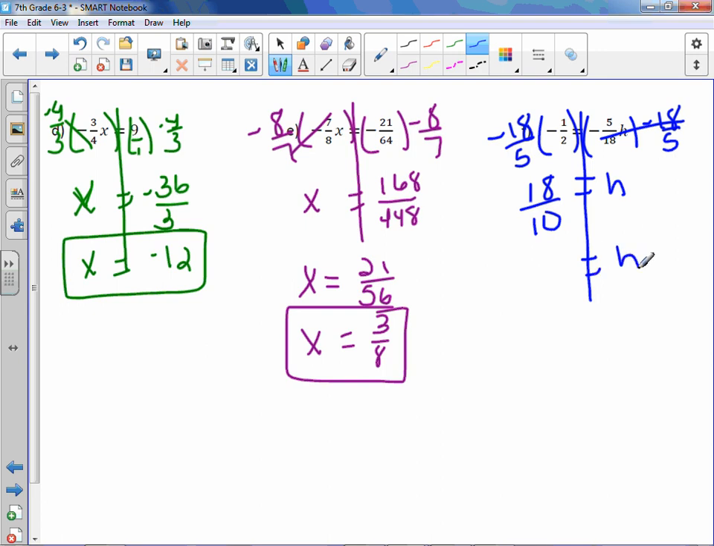10 goes into 18 once with 8 left over. And I can reduce by dividing by 2. 8 divided by 2 is 4. So 1 4/5 equals h.